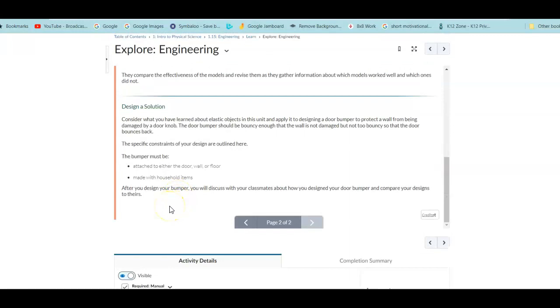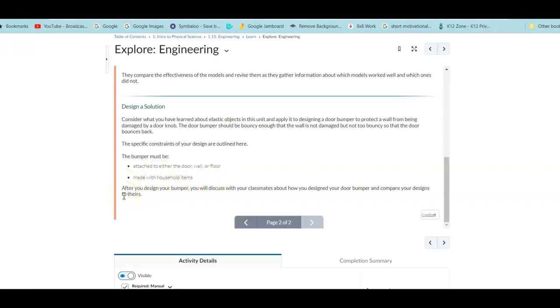So consider what you've learned about elastic objects in this unit and apply it to designing a door bumper to protect a wall from being damaged by a doorknob. The door bumper should be bouncy enough that the wall is not damaged, but not too bouncy so that the door bounces back. The specific constraints of your design are outlined here. So this might be something you want to include on your slide for 1.15. You can put the design constraints are that it has to be attached either to the door, wall, or floor, and that it needs to be made with household items.